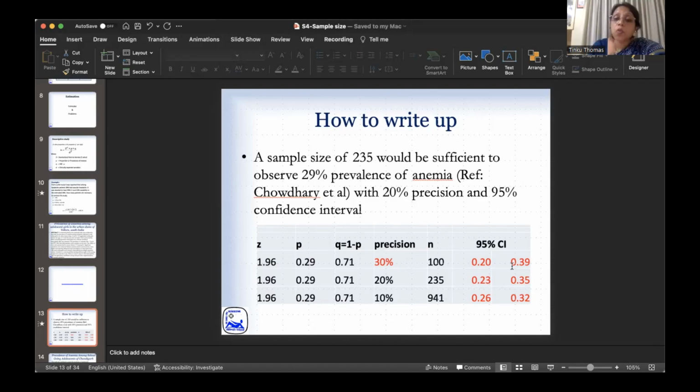So that is the disadvantage of having a larger error margin. But sometimes somebody cannot do a big study and is really constrained by other factors, then you will go for the higher error margin. But it is not advisable to go beyond 30%, because then you are really permitting too much error in your estimate. Okay. So that's a similar example.